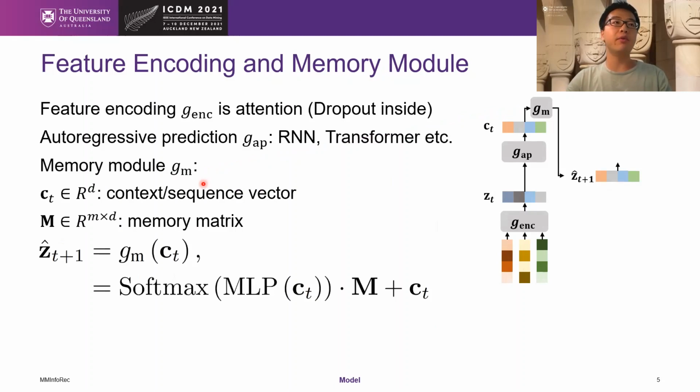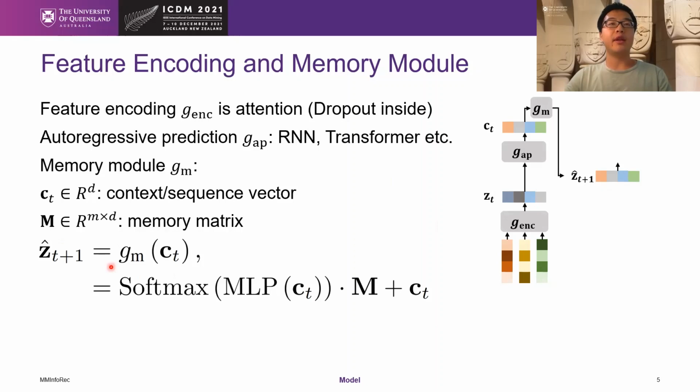In this module, we have c_t, which means the context or sequence vector, the representation from the auto-regressive prediction function, and the capital M, which is the memory matrix. To calculate the prediction representation of the context, we use the context vector to calculate a softmax distribution, transform the context using the memory matrix, and then multiply this transformed context with the memory module together, plus the context vector itself, which is very similar to a residual addition, to calculate the final representation of our model.